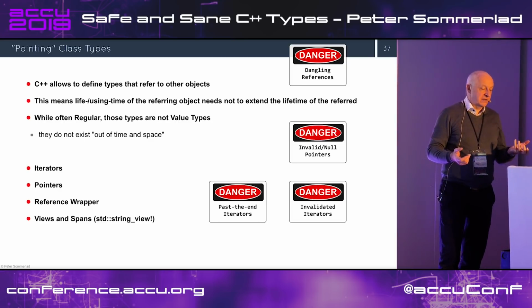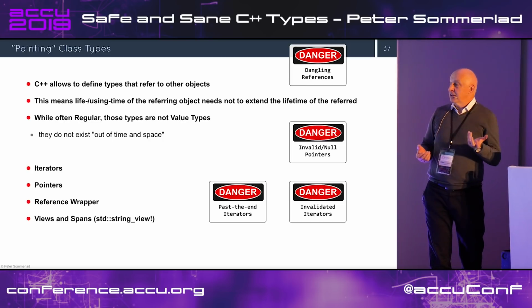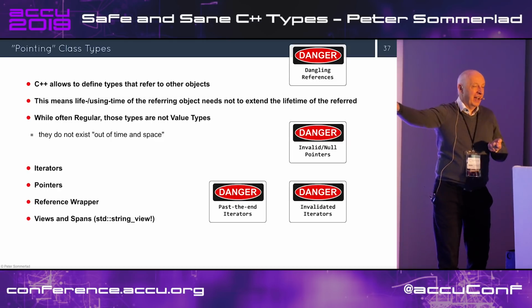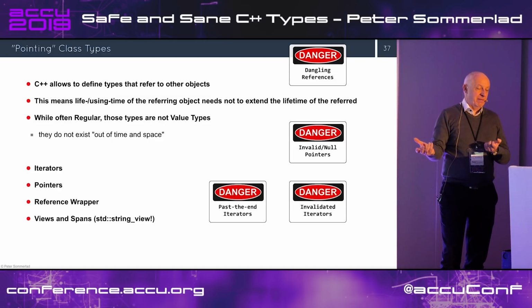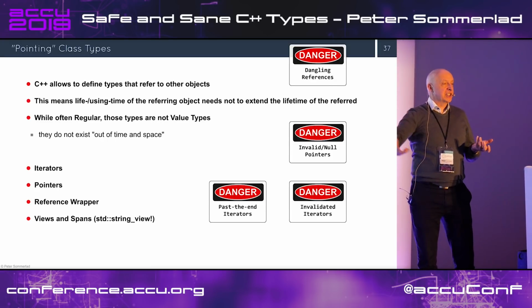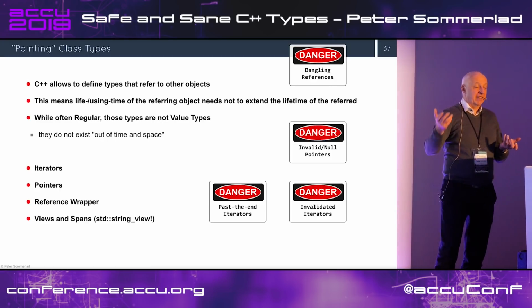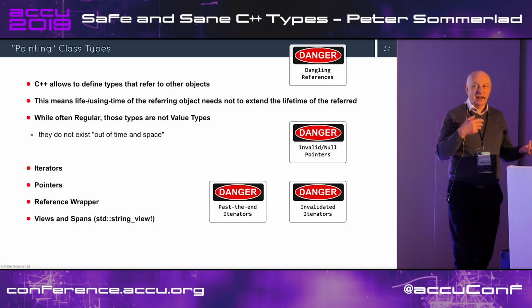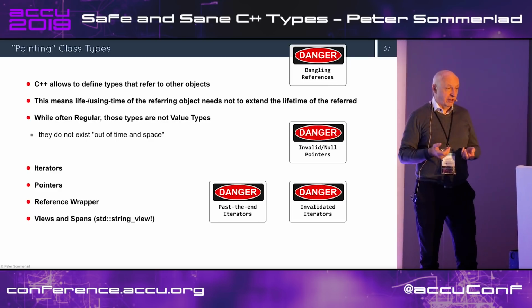We have pointers. Iterators come in a special kind. You can have a past-the-end iterator. They are valid, but you cannot dereference them. And we have iterators that we might keep around while the container changes, and then the iterator gets invalidated.